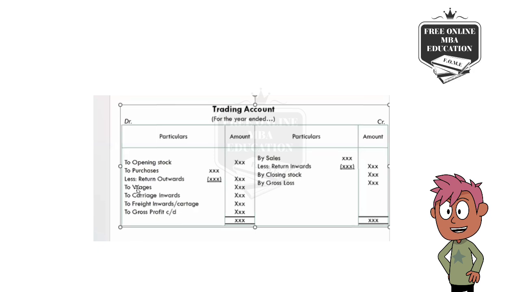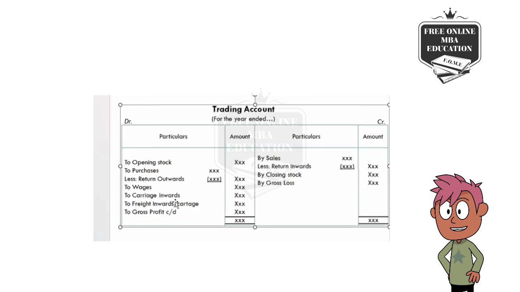Wages, that means the remuneration which we pay to the factory workers, is called wages. The wages could be paid on a daily basis, on a weekly basis, or on a monthly basis. So wages are paid to the workers working in the factory. These are the labor working with us for the manufacturing process.